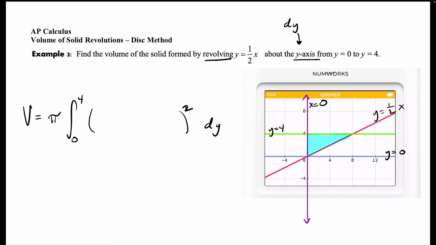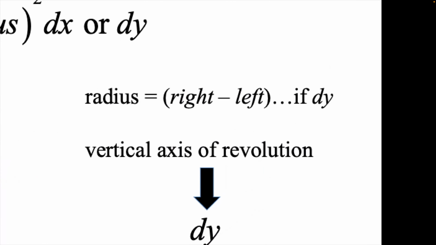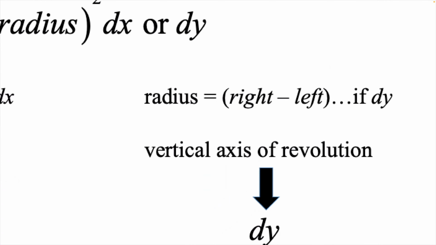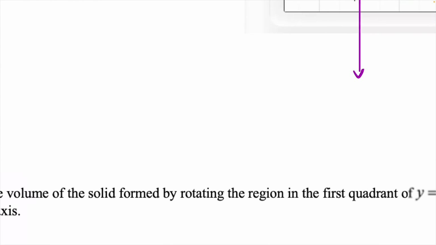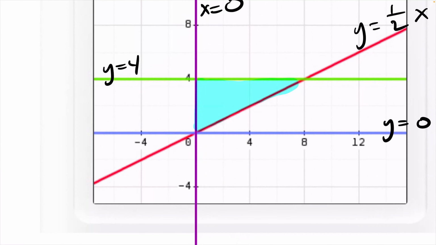Okay. Now, again, this is our first dy problem. So if you go to the first page, it says how we should do it. The radius is going to be right minus left. Right function minus left function. Okay? Right function minus left function. So I go back to, always start in the bounded area, the blue. Which color is the right side of the blue?